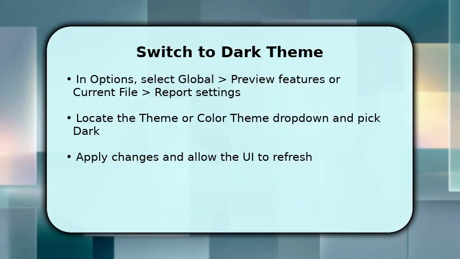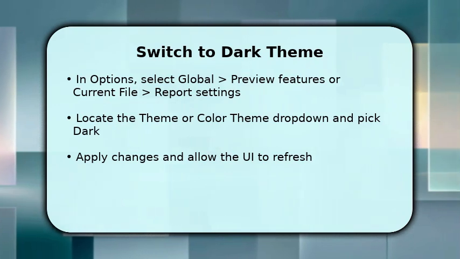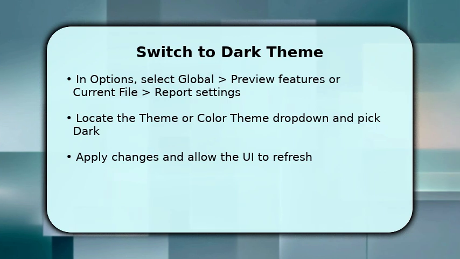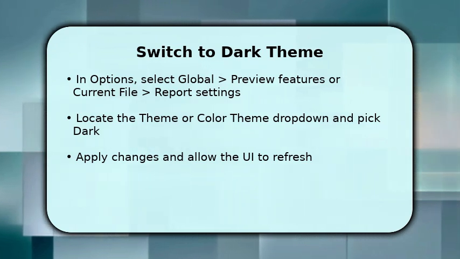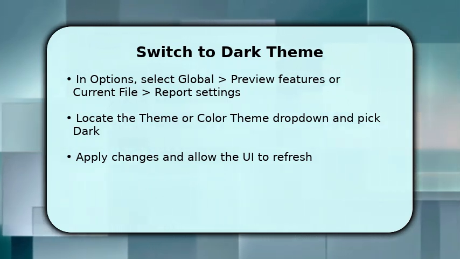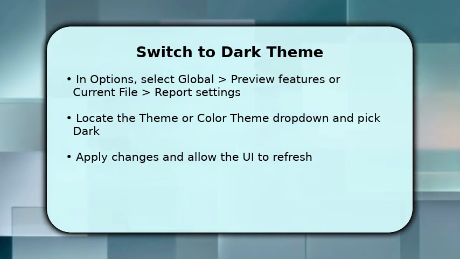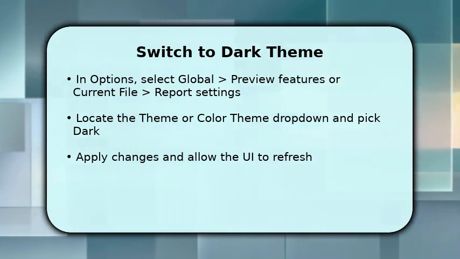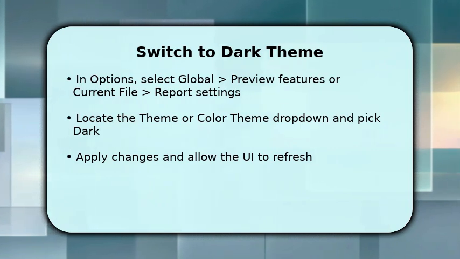Now you'll change the theme. In Options, check Global and Report settings. Depending on your version, the theme control sits under Global Display or Current File Report settings. Locate Theme or Color Theme and select Dark from the drop-down. Apply or OK to commit the change.